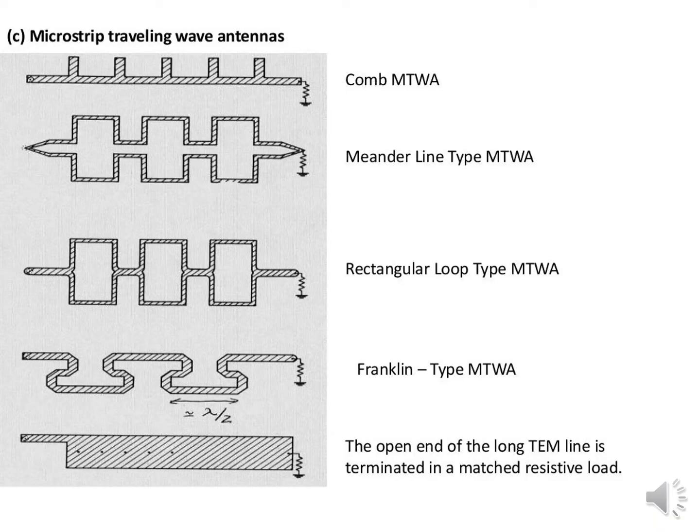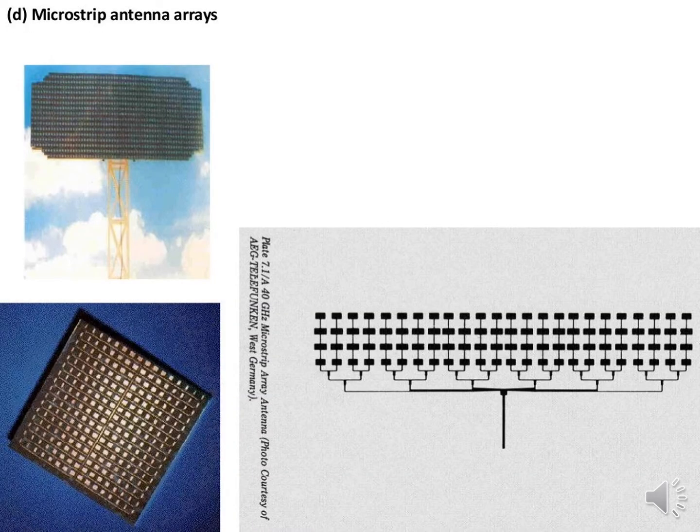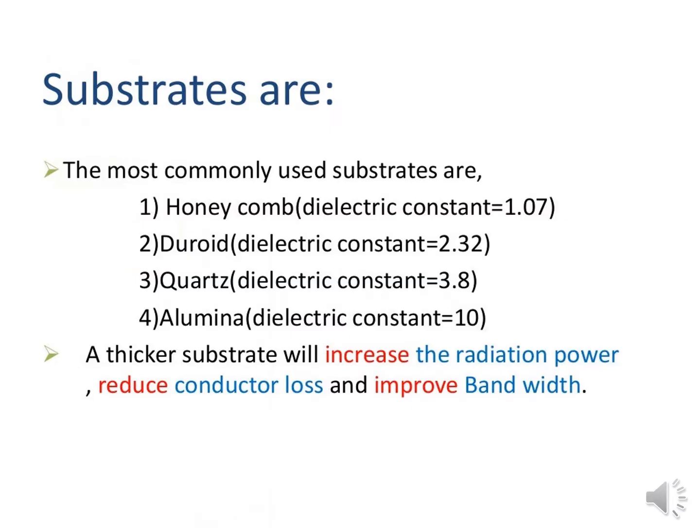The next thing is the microstrip traveling wave antenna, that is comb, MTWA, and Meander line, rectangular loop, Franklin type. These are various different types of traveling wave antenna. So we can use different types of antenna according to the desired applications that we are going to apply for. This is another type of antenna, that is microstrip antenna arrays. From the name itself we can know that different antennas are connected across a single panel to form an array. That is called microstrip antenna arrays.